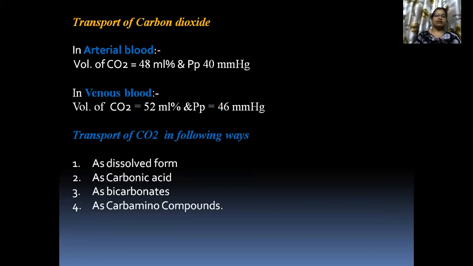Next is transport of carbon dioxide. In arterial blood, volume of CO2 is 48 ml percentage and partial pressure is 40 mmHg. In venous blood, volume of CO2 is 52 ml percentage and partial pressure is 46 mmHg. Transport of CO2 occurs in the following ways. First, as dissolved form, as carbonic acid, as bicarbonates, and as carbamino compounds.